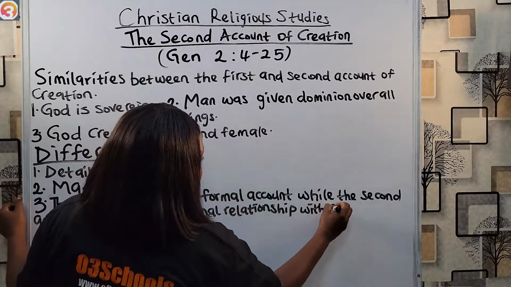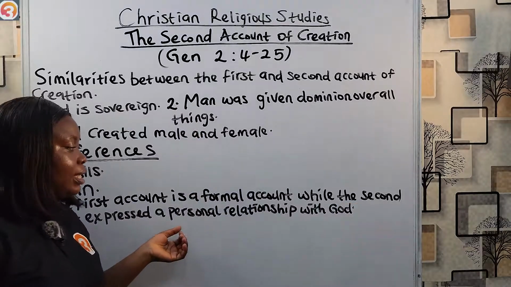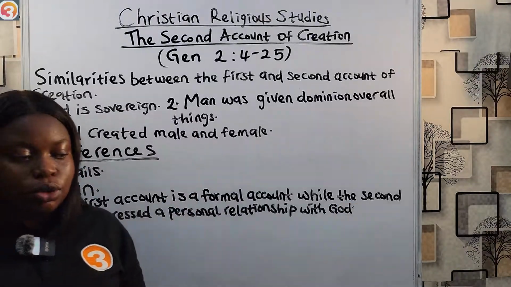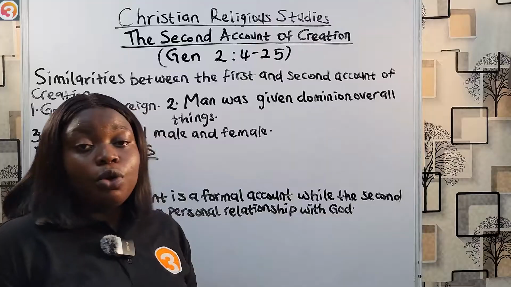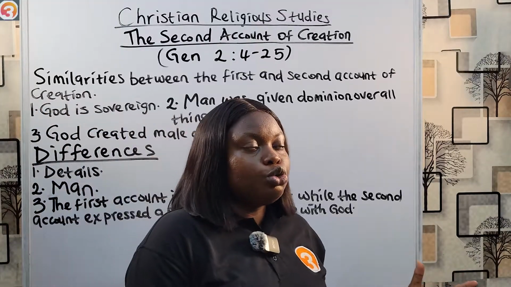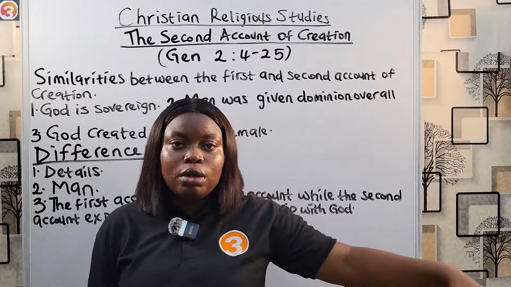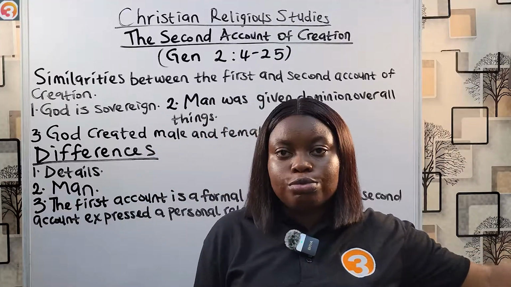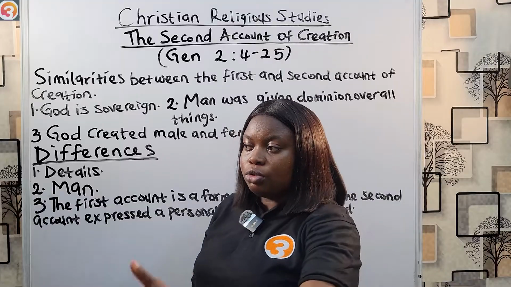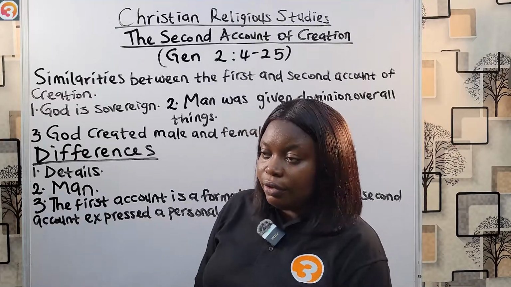relationship with God. So the first account is a formal account. God said, let there be this. And even when God created man, all we were told was that God blessed him and said, be fruitful, multiply, fill the earth, subdue, and all of that. Take control of everything that God had created. That was it.